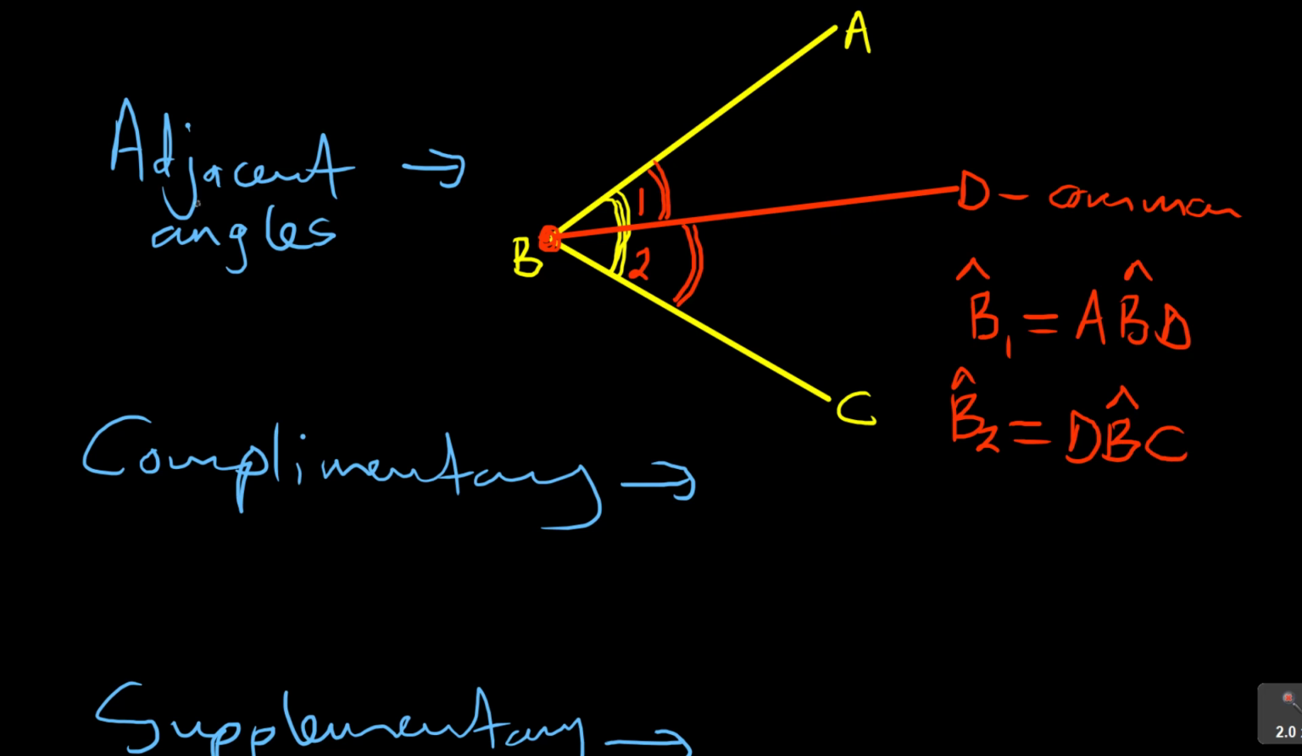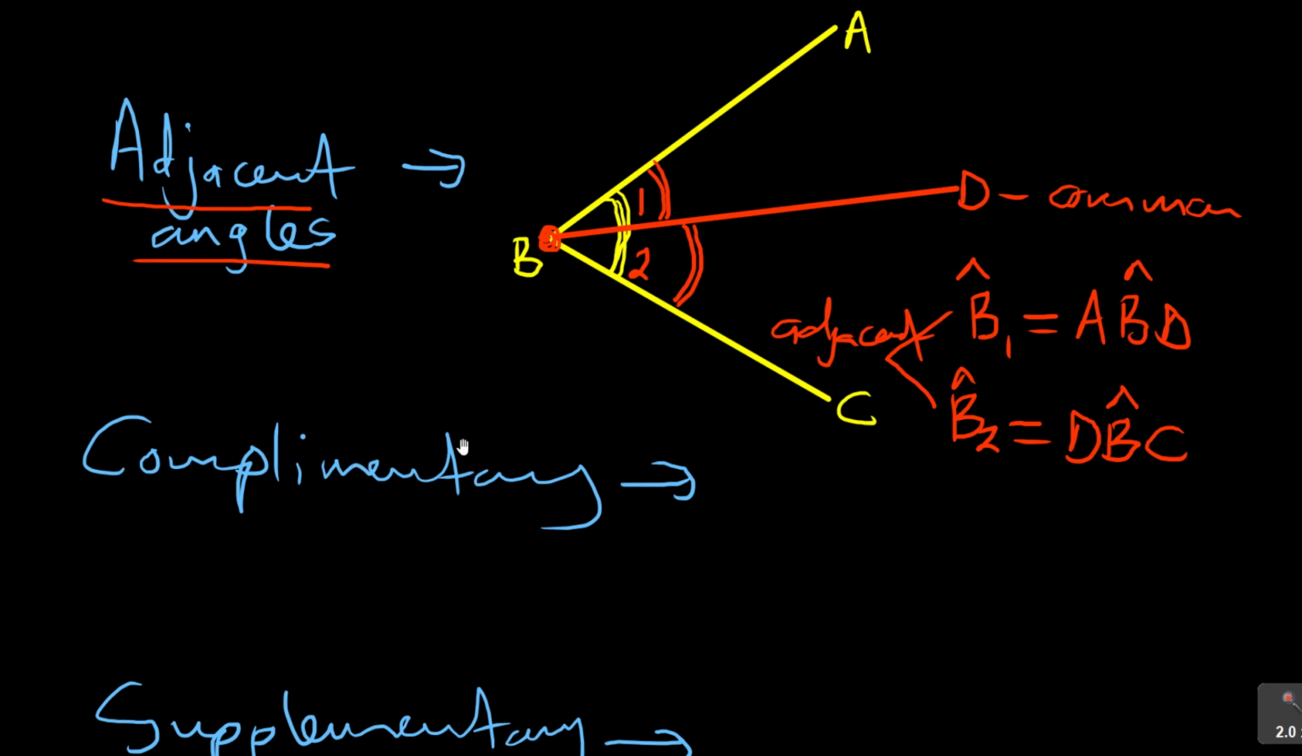Now, one thing I wanted to say is that the angles B1 and B2 are adjacent. Why? They are separated by the common line BD, and the angles are formed from that common line. So that's the first part.